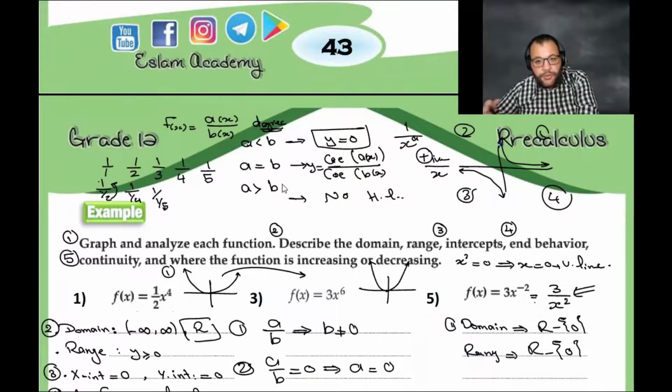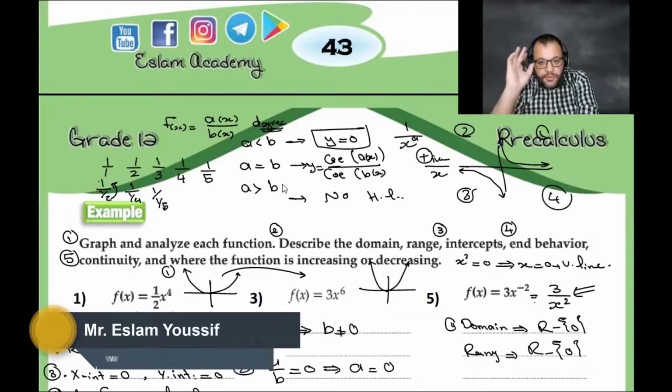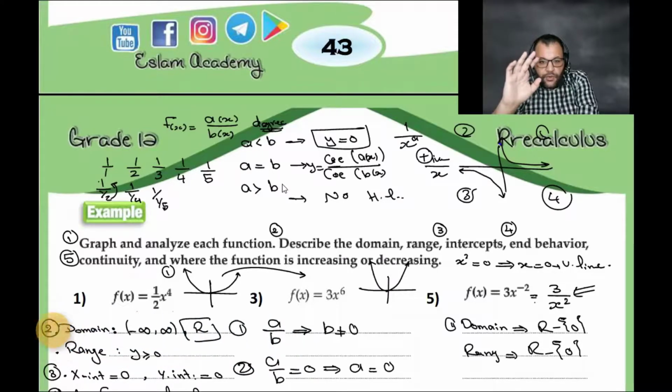A is an odd number, because the odd number keeps the same sign. If the number that you use instead of x is positive, the answer will be positive. If the number that you use is negative, the answer will be negative. Is that clear? But since it's even, it's going to be both.